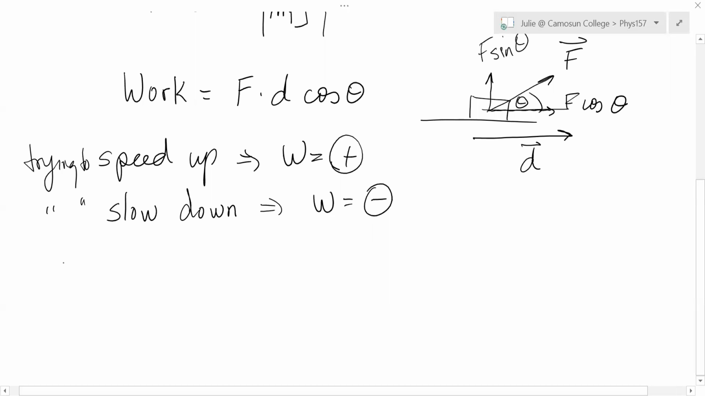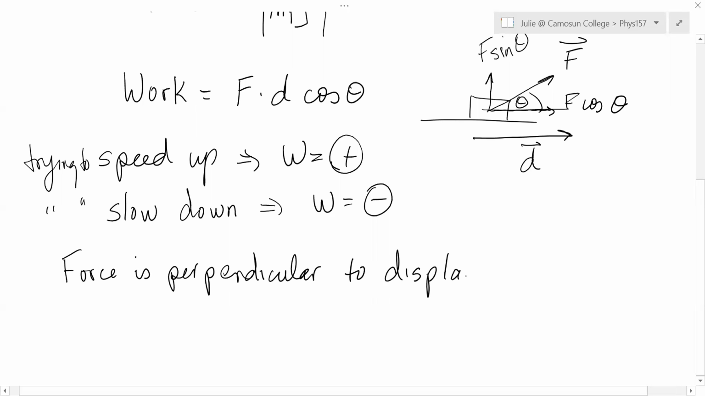So if the force is perpendicular, that means 90 degrees to the displacement. Now the thing has to move in order for work to be done. It can't just sit there. It doesn't matter how many forces are on it. If it doesn't move, there's no work done by definition. So if the force is perpendicular to the displacement, there's no work done.